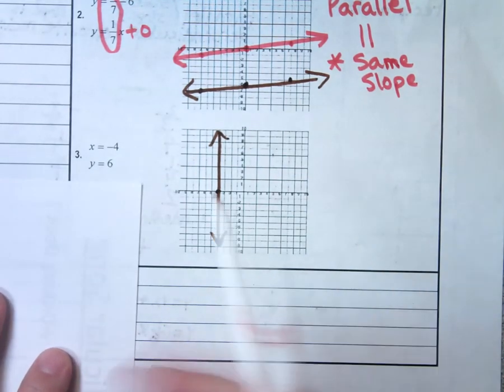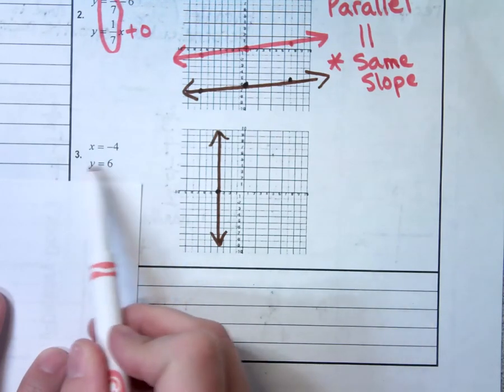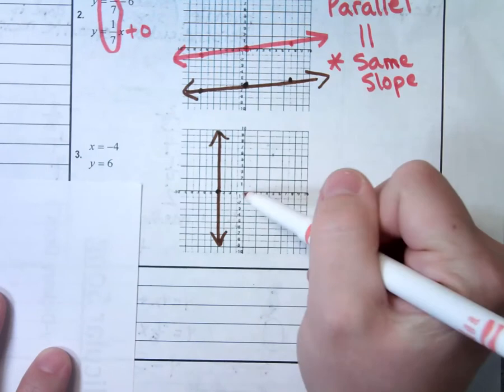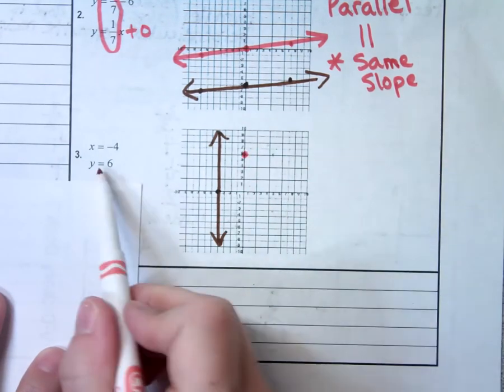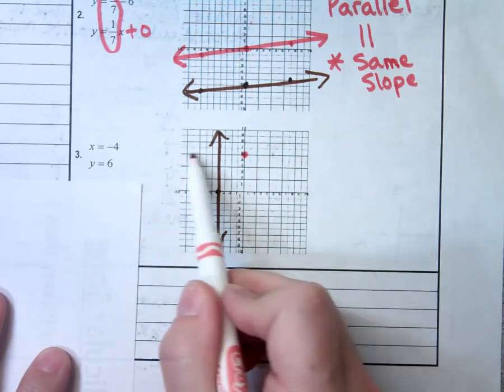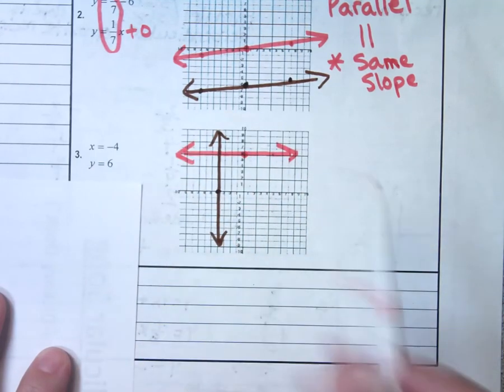Okay, the next one. This is not diagonal either because it doesn't have an x and a y. So I'm going to go where my y is a 6. So I go up to where my y is a 6. And the line only crosses the y-axis. So it would have to look like this. All y equal lines are horizontal.